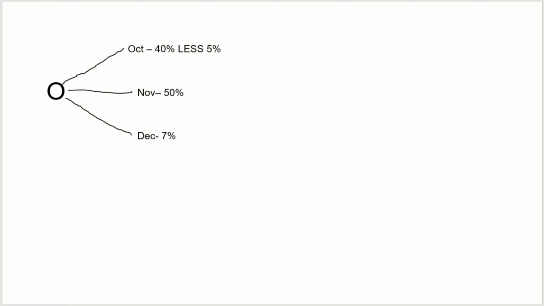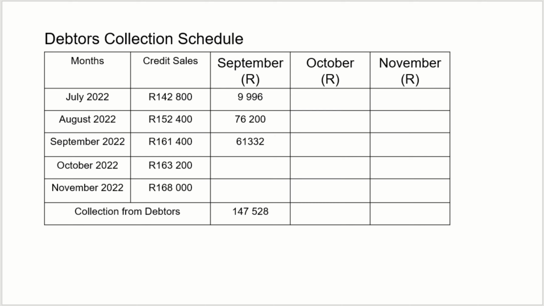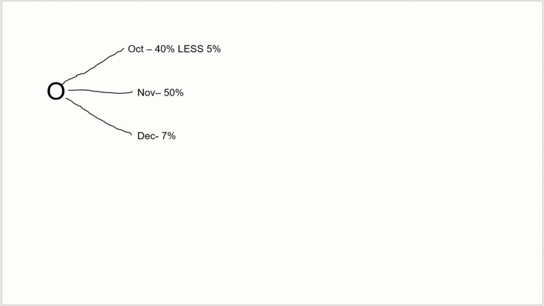Alright, so you come to your answer sheet right over here. You're gonna see here we're only preparing for September, October, and also for November. All right, so now in our branches we do have October, we do have November, but we do not have December in our answer sheet. So remember what we're going to do is we are going to cancel out the December part. Okay, so we're only going to be left with the collection for October and also November.